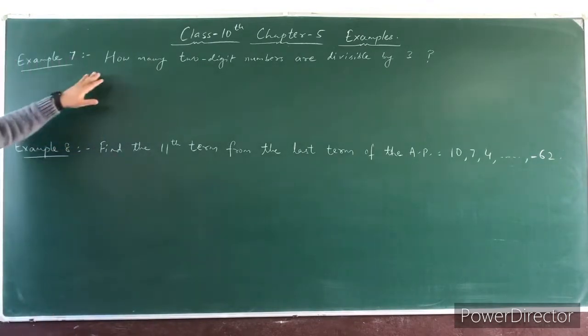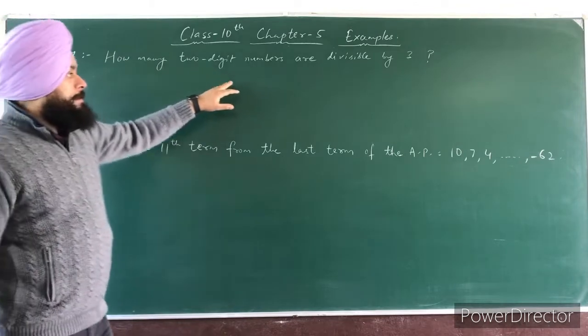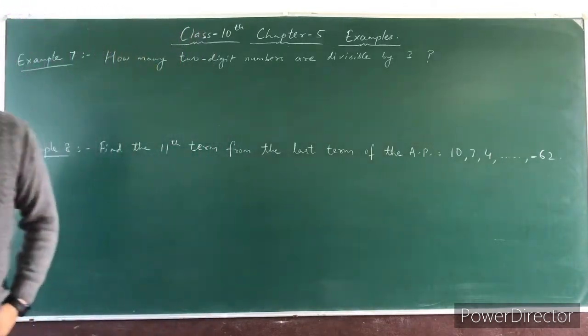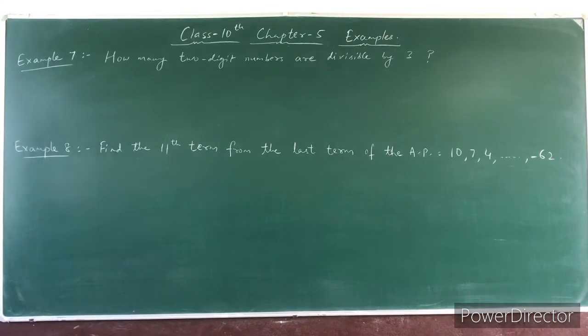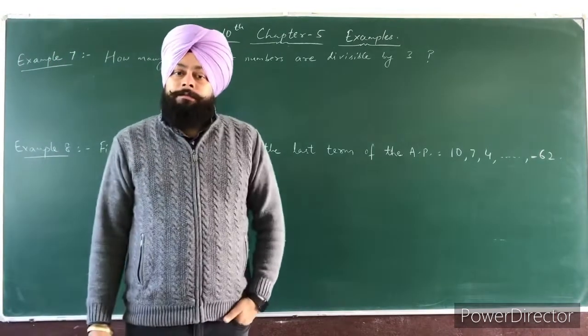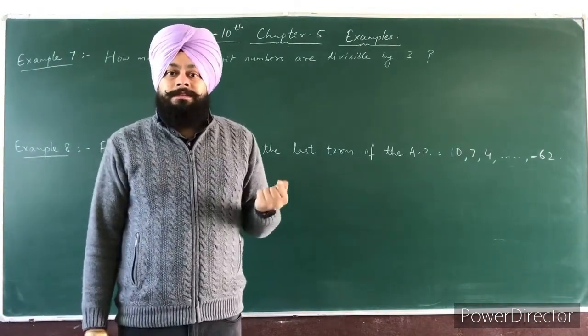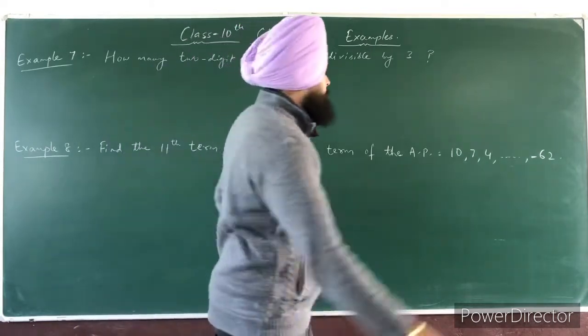So let us see the example. How many two-digit numbers are divisible by 3? So we know that the two-digit numbers are starting from where? 10. The smallest two-digit number is 10 and the largest two-digit number is 99.